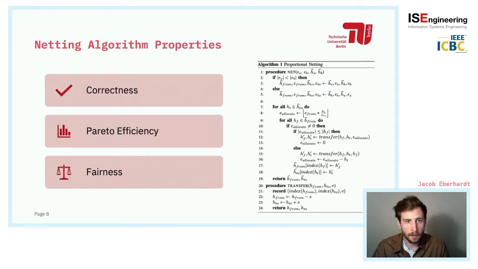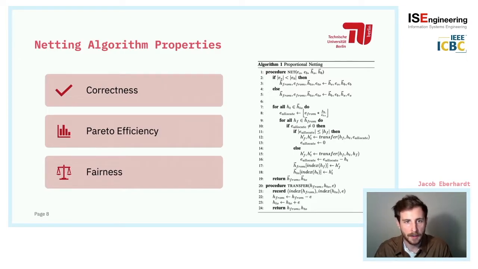The algorithm has several nice and important properties. You can see the algorithm itself on the right, but for now we'll just focus on the properties. The algorithm always ensures correctness. That means that the consumed energy equals the produced energy and it cannot appear out of thin air, for example. It also guarantees Pareto efficiency. That means nobody who participates in the community energy netting approach can ever be worse off than if they didn't.